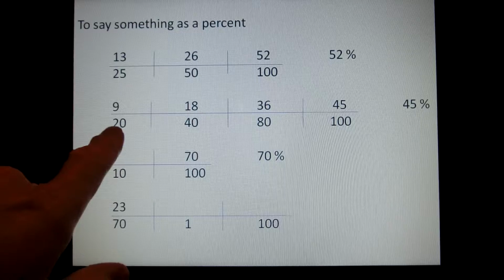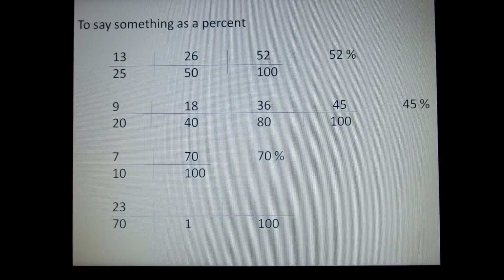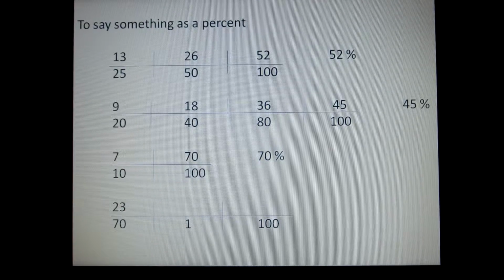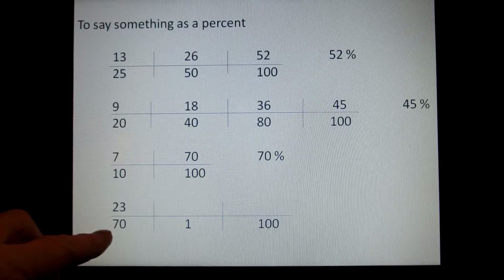So the mark as a percent would be 45%. Another way to do it would be to multiply that by 5 and multiply that by 5. That would be another way to do it. This one's easy. 7 out of 10 in a test, multiply by 10, that's 70%. This one's going to be hard. You're going to need a calculator here. 23 out of 70 in a test.